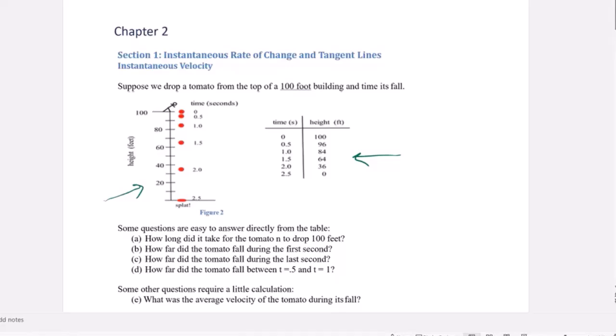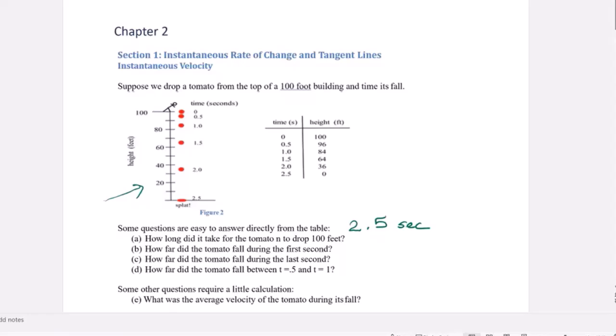For example, A, how long did it take for the tomato to drop 100 feet? Well, it started here at 100 and it dropped to 0, so it took 2.5 seconds the whole time. Okay. B says, how far did the tomato fall during the first second?